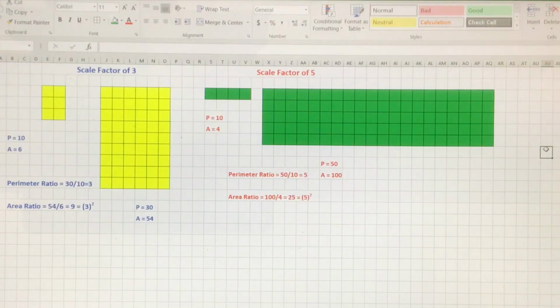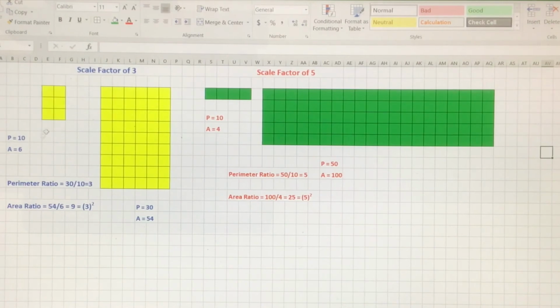Okay, let's take a look at the relationship between the scale factor, perimeter ratio, and area ratio for similar figures. If we look over here, I start out with two yellow rectangles. The first one is a 2 by 3 rectangle. Thus it has a perimeter of 10 and an area of 6.